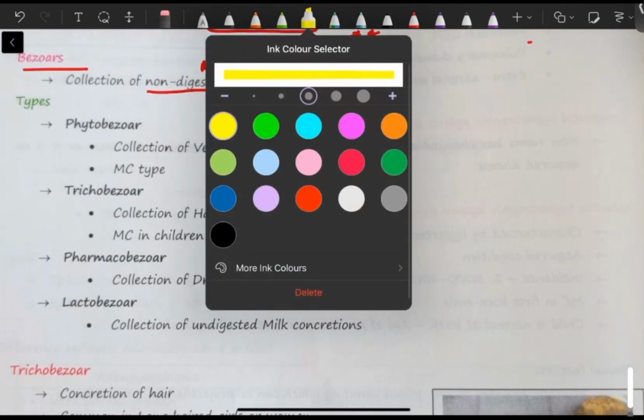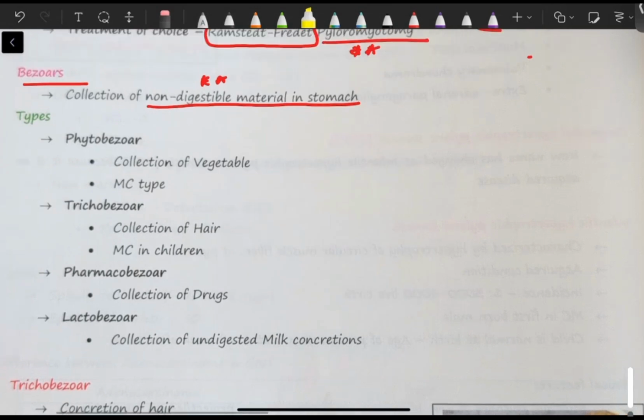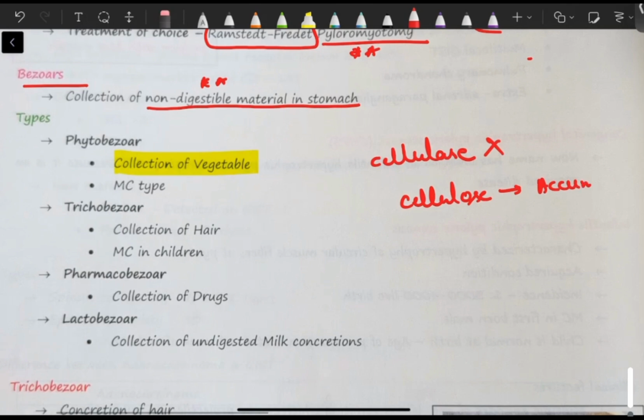Okay, so non-digestible material, if it collects in the stomach, is called a bezoar. What all can be the non-digestible materials? A collection of vegetable also, because in humans we have no cellulase enzyme. Since the cellulase enzyme is absent, cellulose won't get digested and this will get accumulated. Correct? In vegetables there can be this cellulose material.